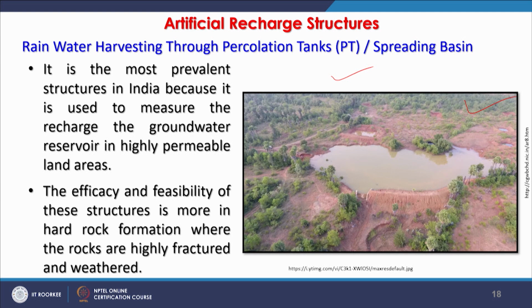The rocks are not completely impervious on the surface, because they are fractured and weathered, and they will provide some recharge to our groundwater regime.